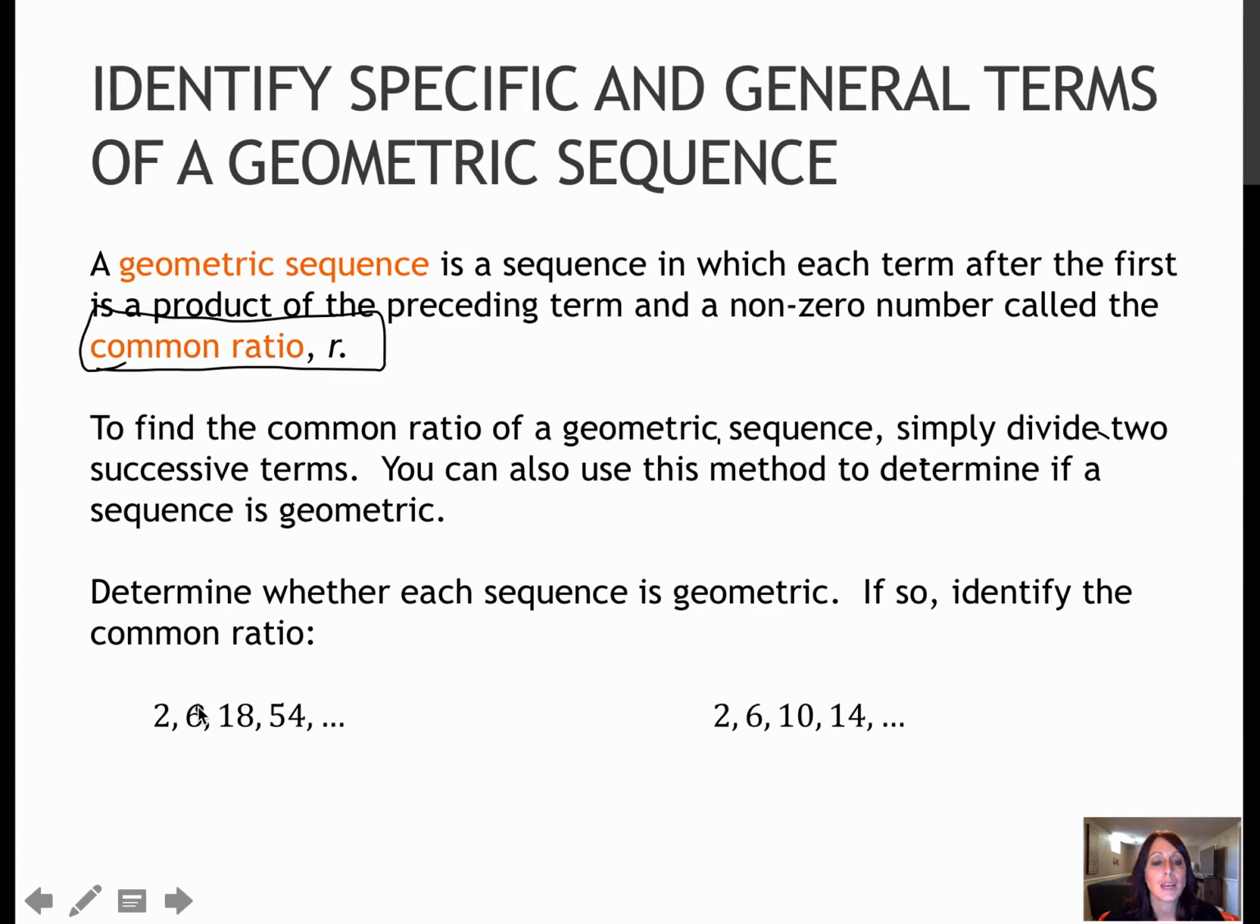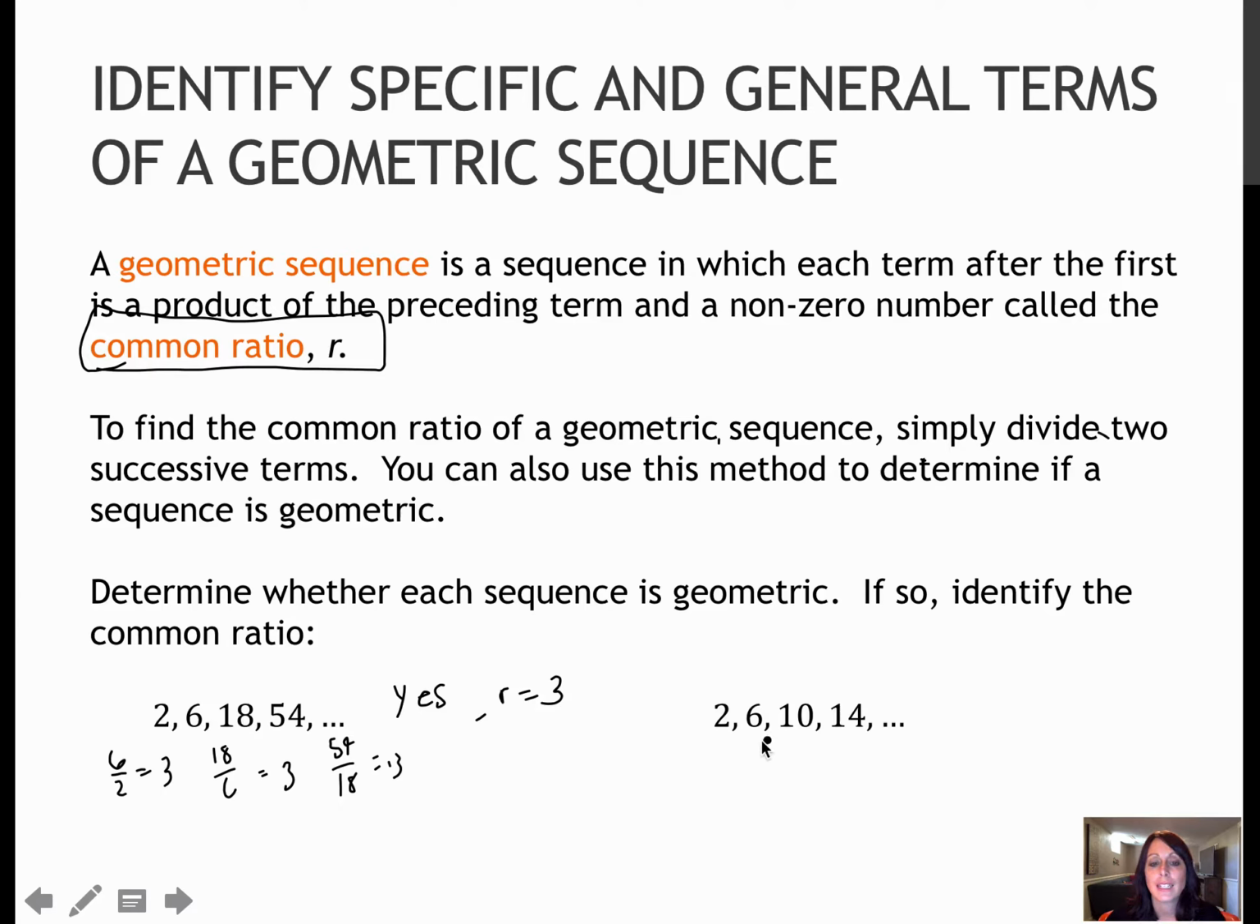So looking at this, I would take 6 divided by 2, which would give me 3. Then I would take 18 over 6, which gives me 3. And I would take 54 over 18, which gives me 3. Because I got the same ratio each time, yes, this is geometric, and the common ratio is 3, meaning 2 times 3 is 6, 6 times 3 is 18, etc.